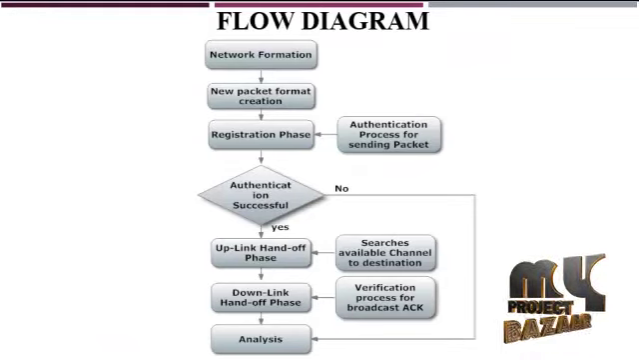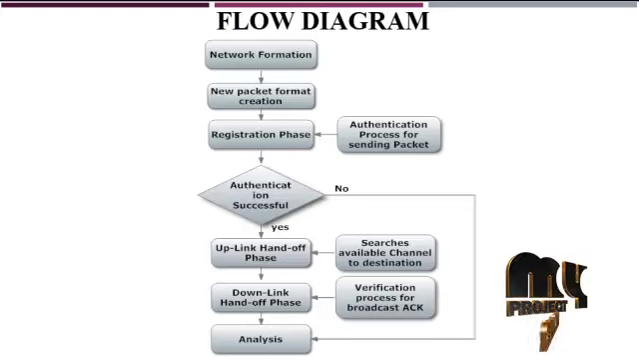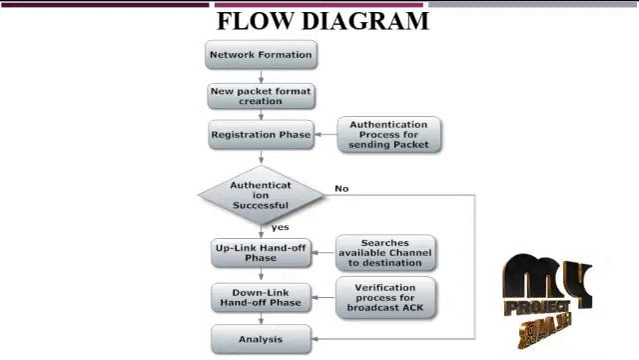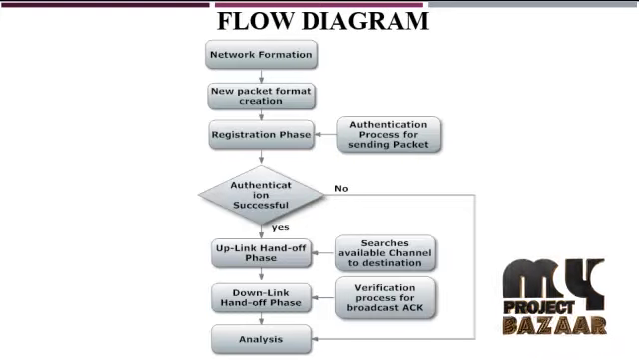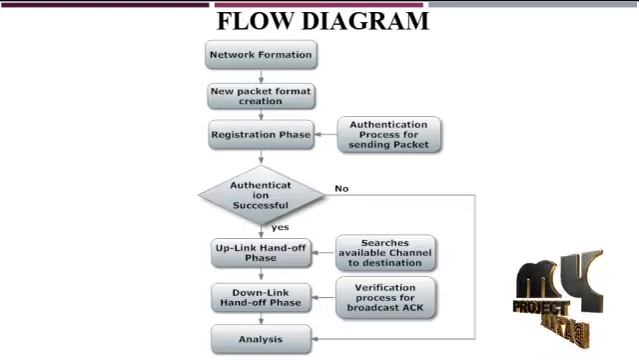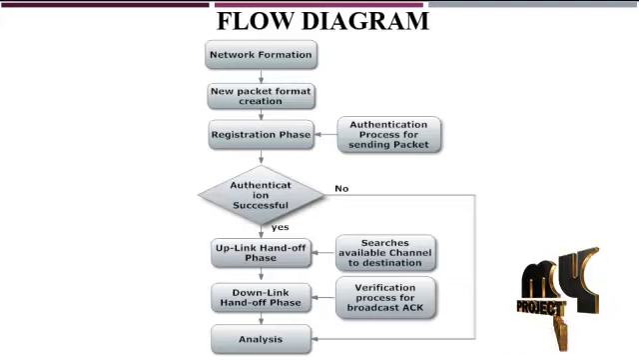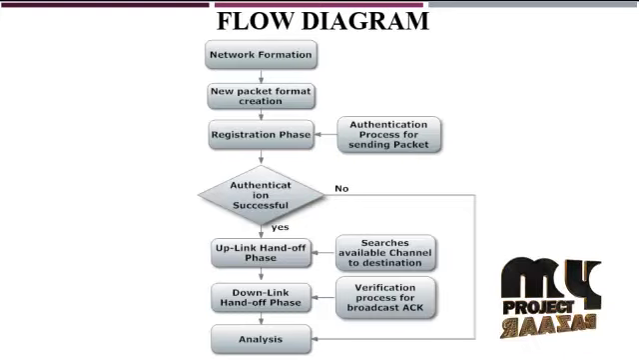Let us see the flow of our project. This is our project flow diagram, in which firstly we have to identify the network. So our network is heterogeneous ad hoc networks. In that network, first we have to form the packet information. In the registration phase, we have to authenticate the process for sending the packet. If the authentication is successful, it will be sent to the uplink handoff phase.